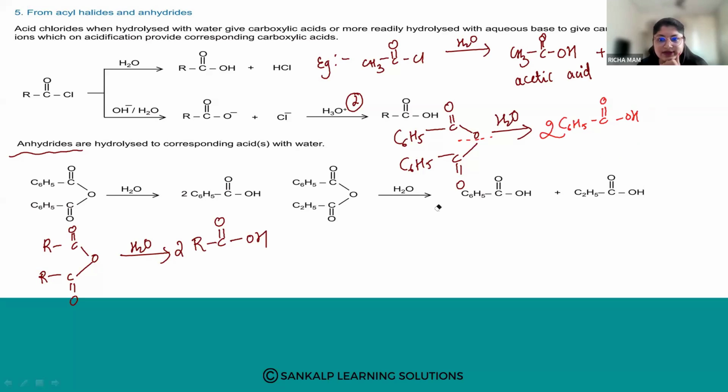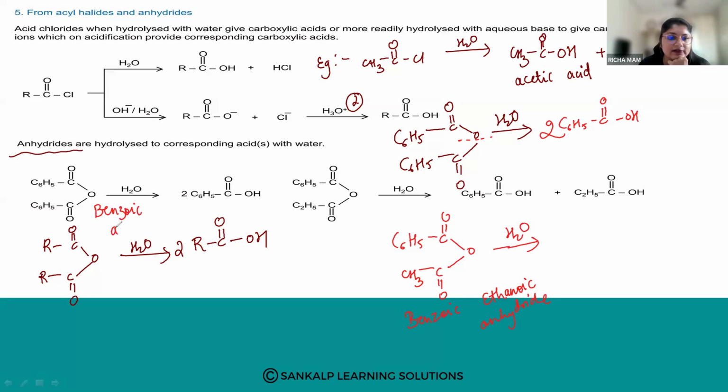Now you tell me this answer: C6H5 C double bond O, CH3 C double bond O, in the presence of water. So we are doing hydrolysis now. What are you going to get? This is benzoic ethanoic anhydride. The previous one was benzoic anhydride.